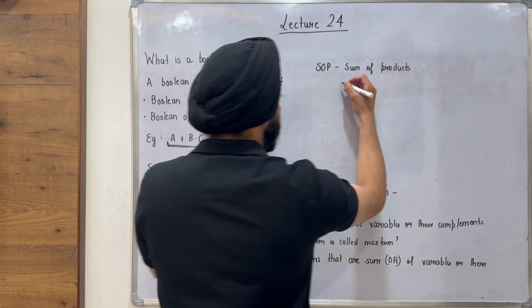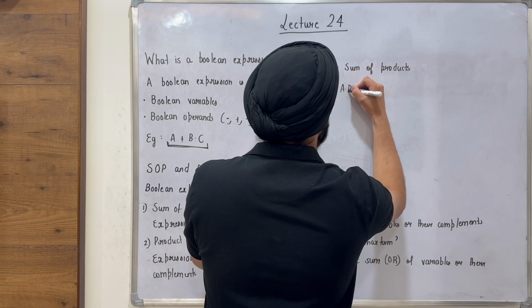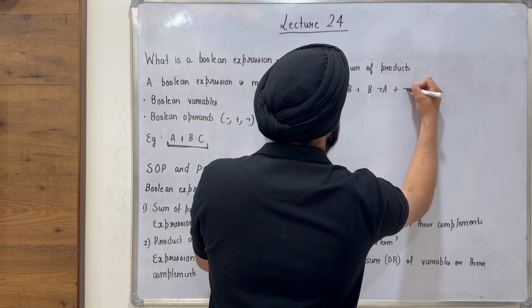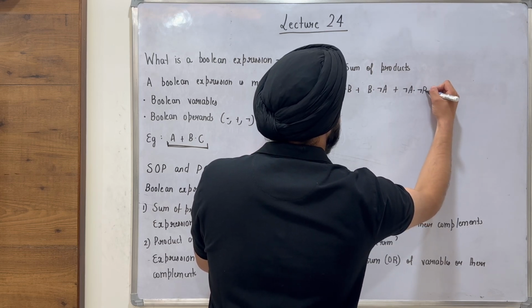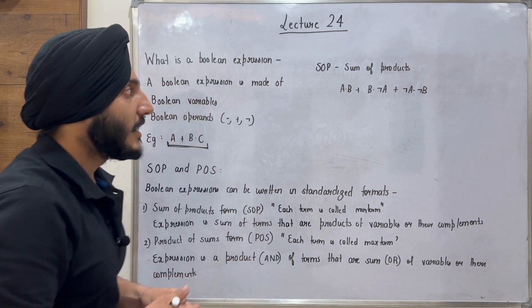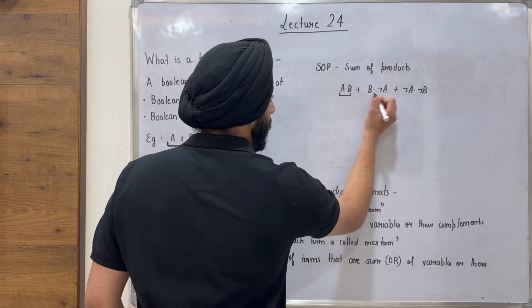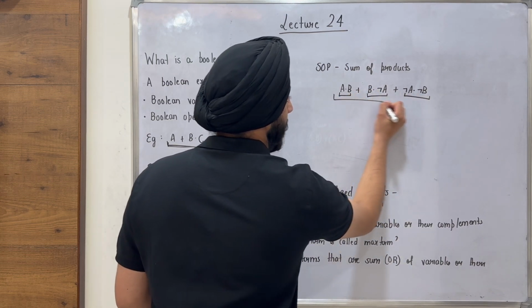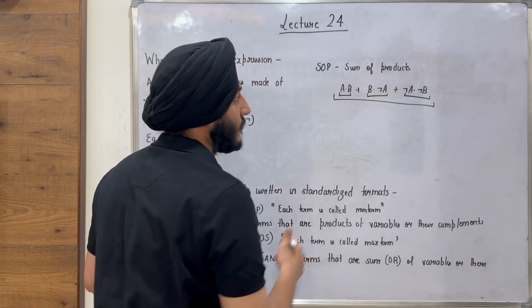So the basic point is over here, it's kind of like let's say a dot b plus b dot complement of a plus complement of a dot complement of b. Like the basic point is that if you look at it, each term is a product, and all of them are summed up together, right? And this form is called the sum of products form.